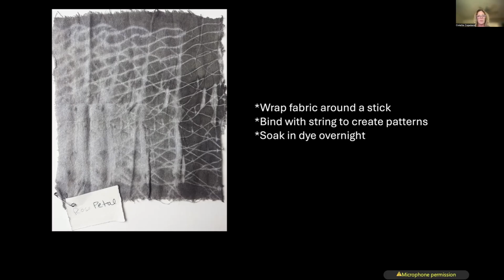And so we wrapped our fabric samples around sticks and then bound them with string. And so the patterns that you're seeing are from the string that was wrapped around. And then you can see that obviously the outer part of the fabric got the most dye, and the inner part got less of it. And then once the dye is set, you can just leave it in the jar with the dye overnight.